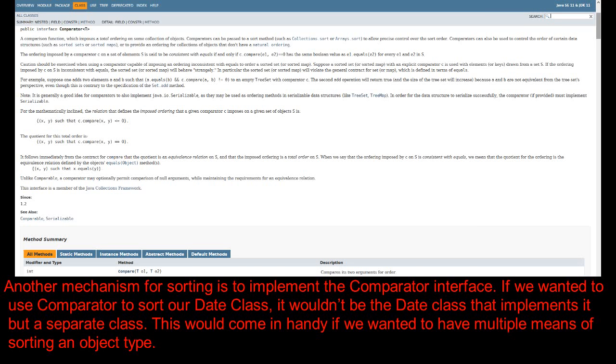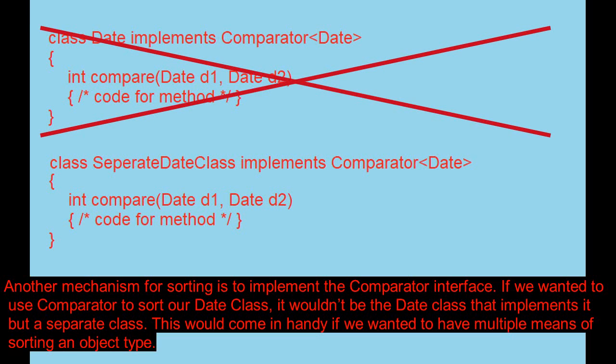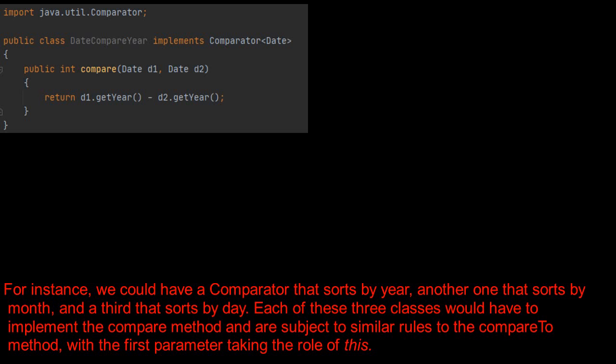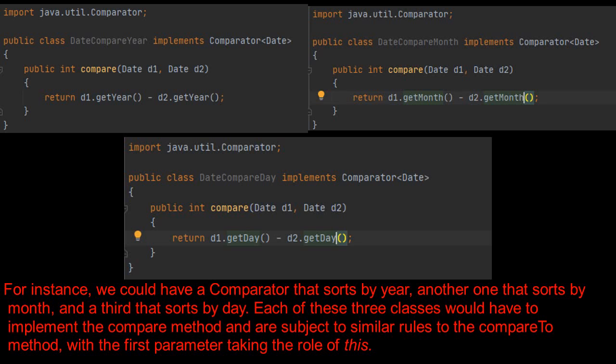Another mechanism for sorting is to implement the Comparator interface. If we wanted to use Comparator to sort our date class, it wouldn't be the date class that implements it, but a separate class. This would come in handy if we wanted to have multiple means of sorting an object type. For instance, we could have a comparator that sorts by year, another one that sorts by month, and a third that sorts by day. Each of the three classes would have to implement the compare method and are subject to similar rules to the compareTo method, with the first parameter taking the role of this.